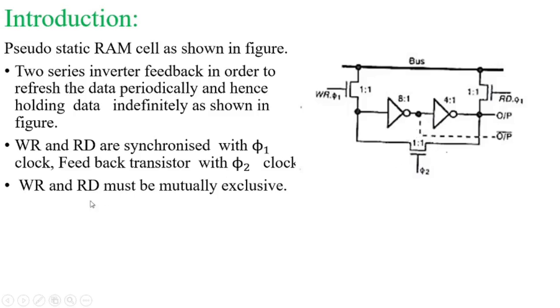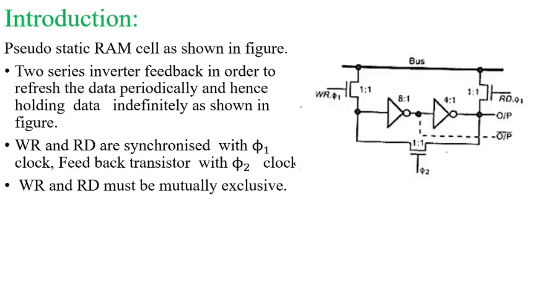And the third point: WR and RD must be mutually exclusive. It means that in this static random access memory cell, we are performing two operations, that is the reading operation and the writing operation. These two operations are not performed at a time. Therefore, these two operations are considered mutually exclusive events.